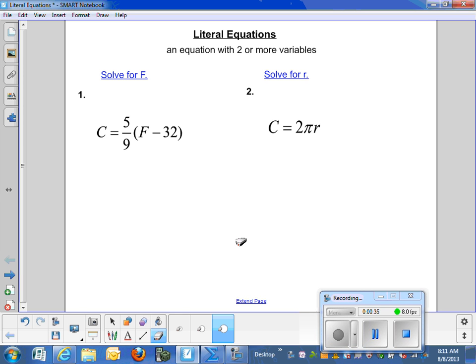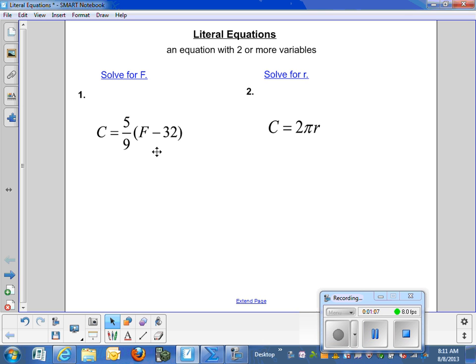For instance, number 1, solve for F. So the formula we have in number 1 is C equals 5/9 times the quantity F minus 32. This is the formula to take a Fahrenheit temperature and convert it to Celsius. If we know the Fahrenheit temperature, we can just plug it in right here to the formula and it'll output the Celsius. But what if we knew the Celsius and we wanted to convert it to Fahrenheit?